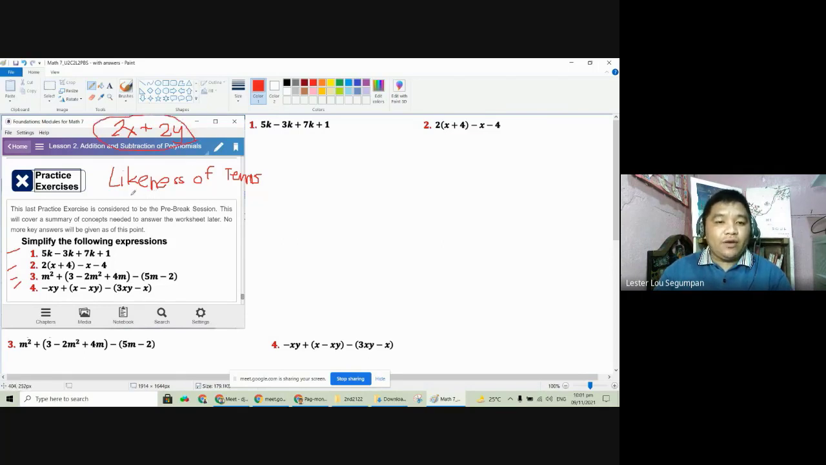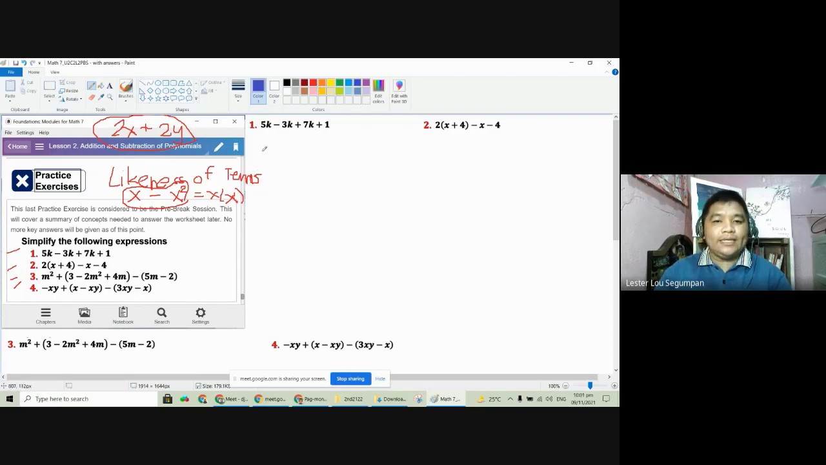Aside from that, if you also talk about x and x squared, even if they have the same variable, they are not of the same literal coefficients. Why? Please be reminded that x squared is actually x times x. There are two x's there. So the two x's is not similar to one x. Therefore, if we're going to subtract them, we cannot combine them and yield only this result. So again, likeness of terms is very important.